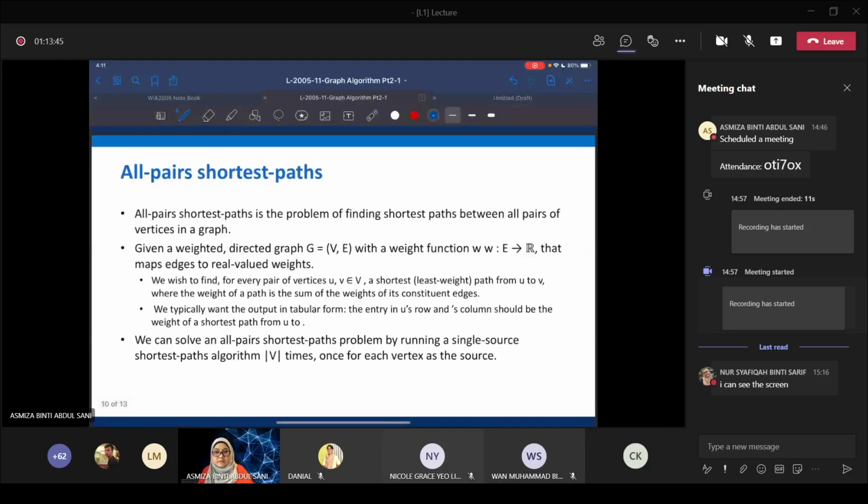Okay, so let's continue to the last algorithm that we're going to be looking at today, which is all pairs shortest path.